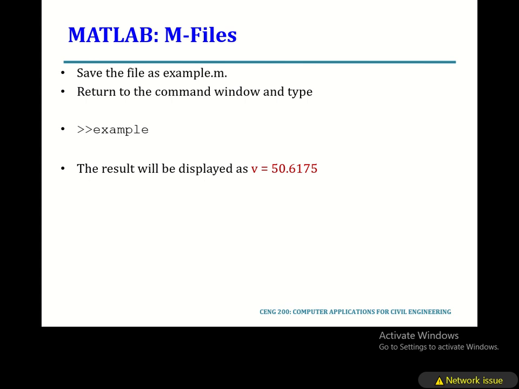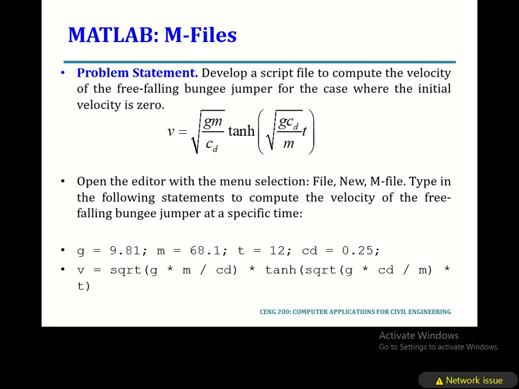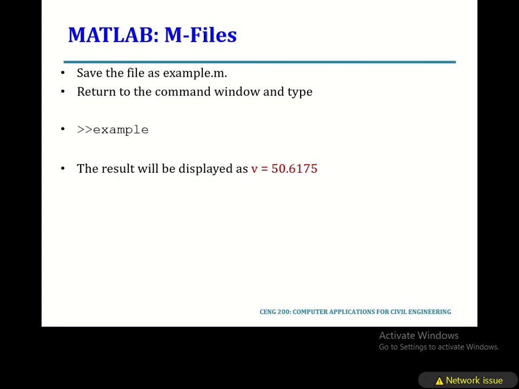So we just calculated V, right? And what else did we do? We also assigned the values for G and M and T and CD. So when you go to the command window after saving the file, and you type example and you enter, it will generate all these variables and calculate the value of V. It will generate variables M and CD and everything. It will assign their values and it will also give you the value of V.